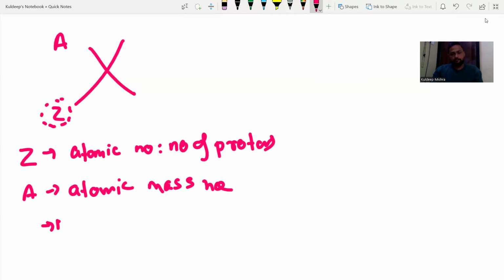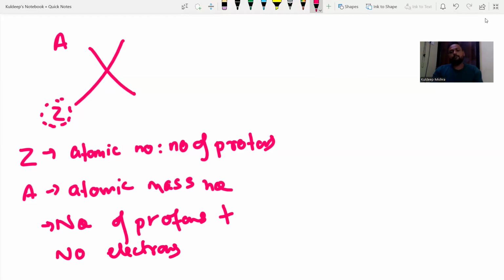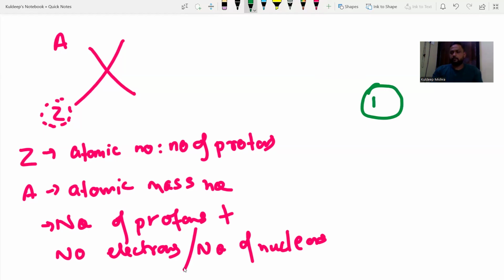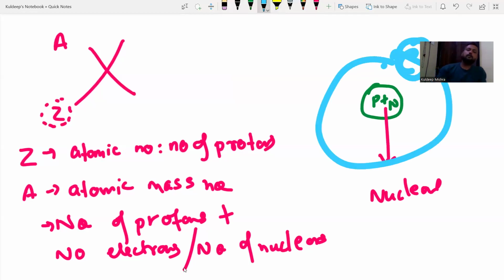And it is the number of protons plus number of neutrons, or you can call it the number of nucleons. Together the neutrons and protons are called nucleons. So we know that in this atom, this is the nucleus which has protons and neutrons. Together they will be called nucleons. And we have electrons orbiting around it like this.